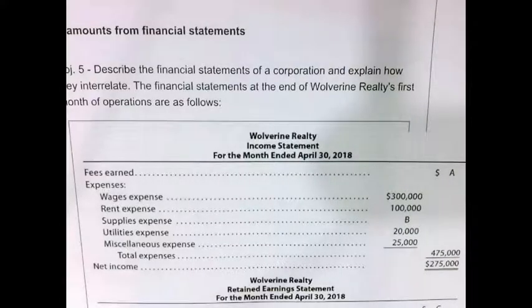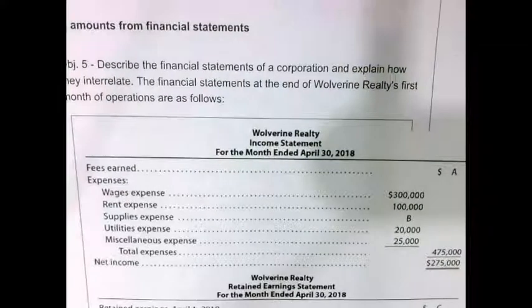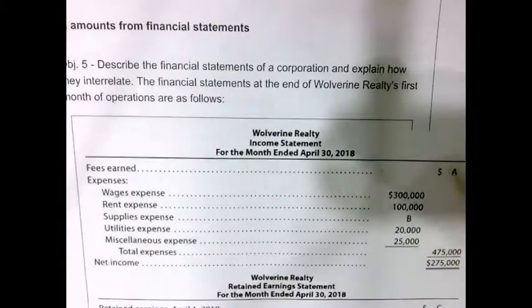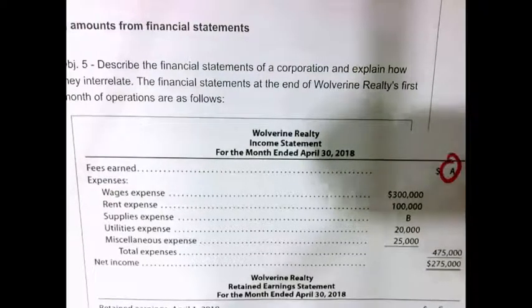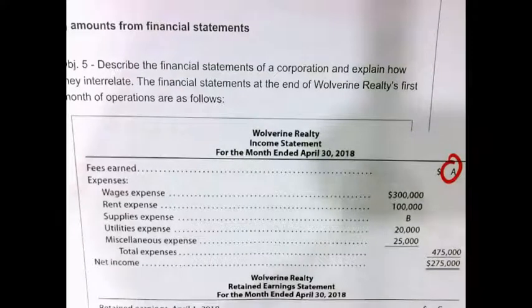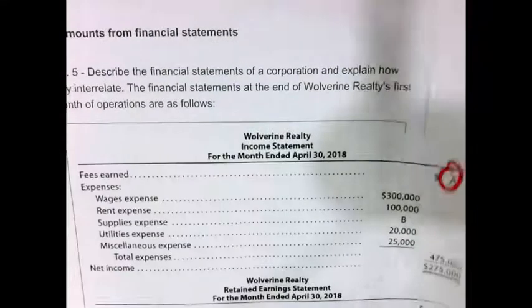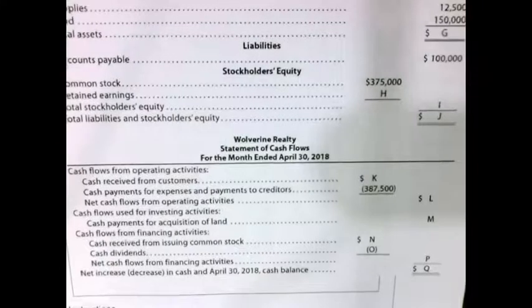So now I'd like to talk about problem 16A, and I like this problem because it summarizes relationships between different financial statement items. You have an income statement, and you need to find out what the fees or revenues are. Then you have a retained earnings statement, and you need to determine some other numbers there. And then on the next page, you have the balance sheet and the statement of cash flows.